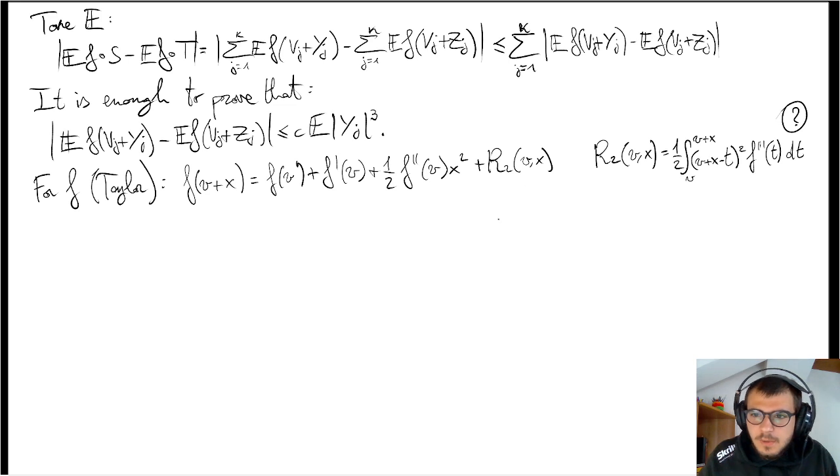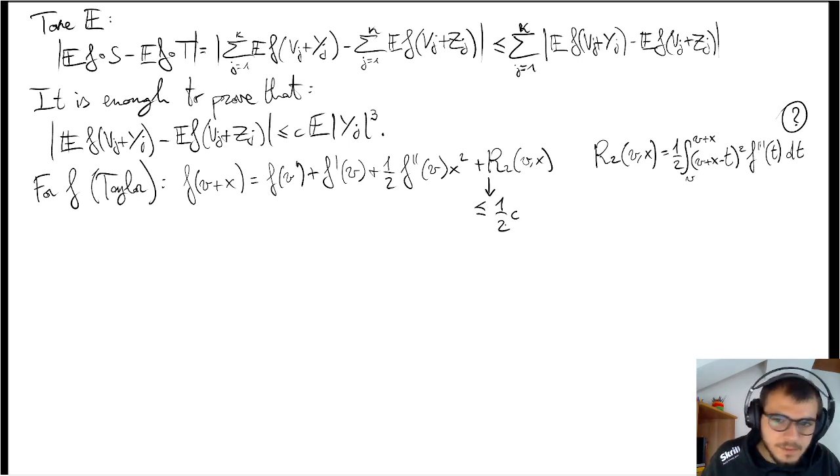And this quantity is bounded by 1/2 c times the integral from v to v plus x of (v plus x minus t) squared dt.